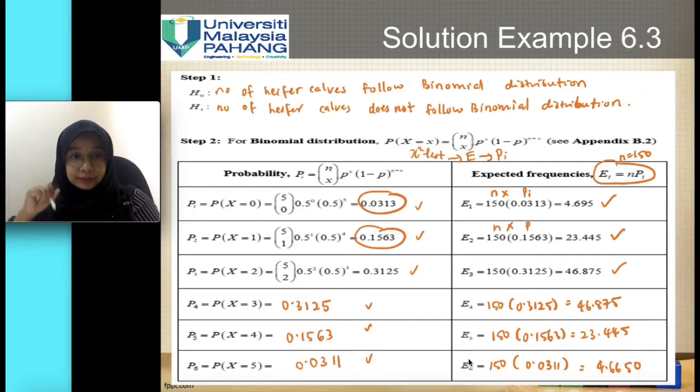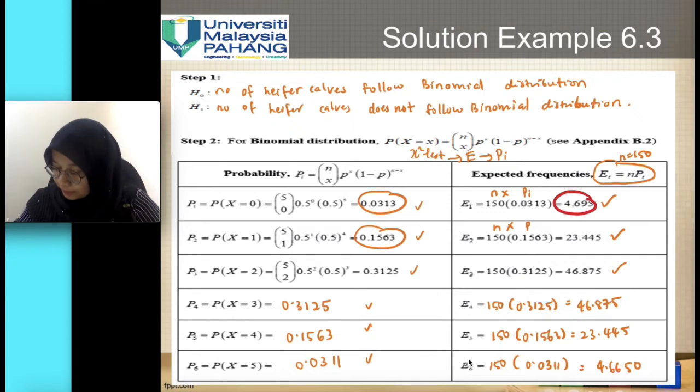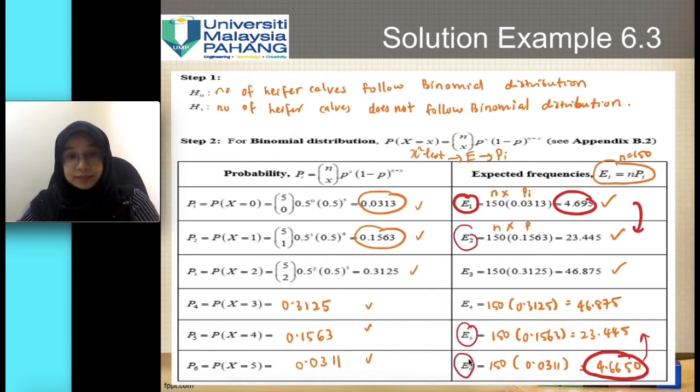Okay, so now look at your E. Are all your E greater than or equal to 5? No, right? Your E here is less than 5. E here is also less than 5. So what do you have to do? Combine it with the adjacent categories. So E1 combines with E2, E5 combines with E6. Sum up. When you sum up the E, don't forget to sum the O. So how many categories did we have just now? 1, 2, 3, 4, 5, 6. K equals 6. When we combine, it will become 1, 2, 3, 4.